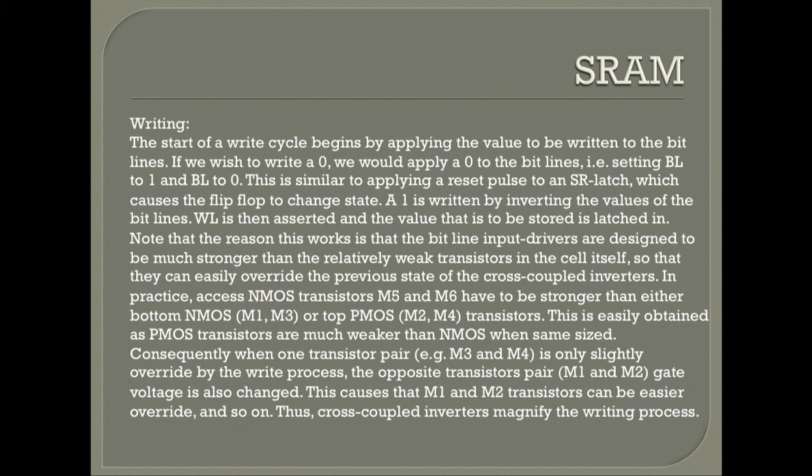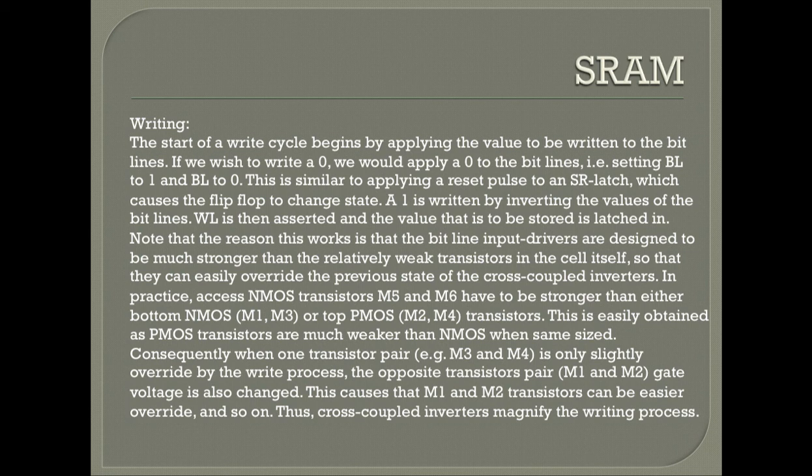The start of a write cycle begins by applying the value to be written to the bit lines. If we wish to write a 0, we would apply a 0 to the bit lines, setting BL to 0 and BL-bar to 1. This is similar to applying a reset pulse on an SR latch. Obviously, we've done the resets on our circuit designs in class, which causes the flip-flop to change state.